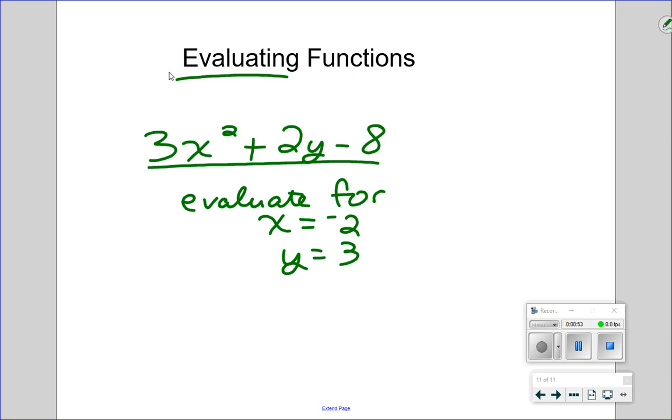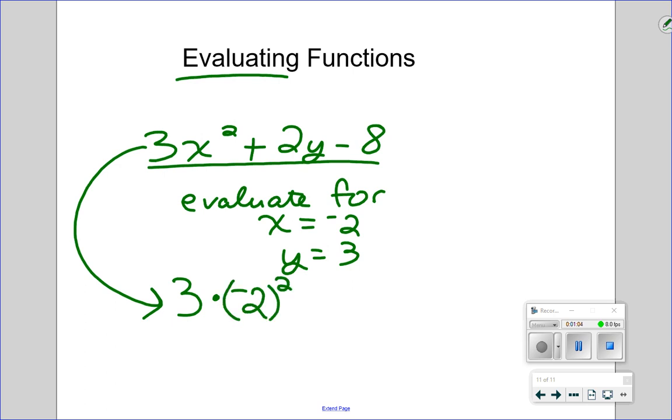So I'm going to go ahead and rewrite this expression using the numbers I'm given. So we do 3 times x squared is (-2) squared. Whenever you put a negative number in for a variable, it's a good idea to put it in parentheses like that. Plus 2 times y, so that's 2 times 3. Either use a multiplication symbol or use parentheses, or both if it makes you more comfortable to do that. And then you solve using order of operations. That's all there is to it.